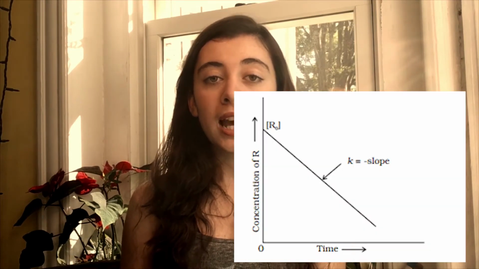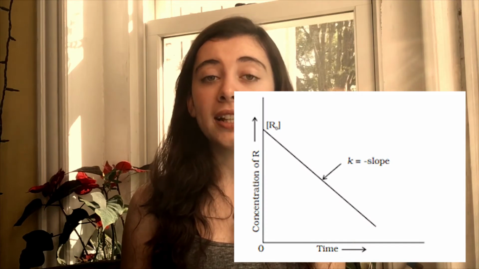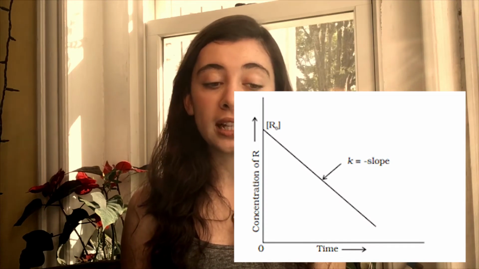So graphs of these, unlike what we looked at in the method of initial rates, which gives you differential or instantaneous rates, can tell you what your value of k is. So if you have a 0th order reaction, you can graph the concentration of your reactant over time and find a straight line and find the slope of that line. That slope will be negative k because it'll give you a negative slope.